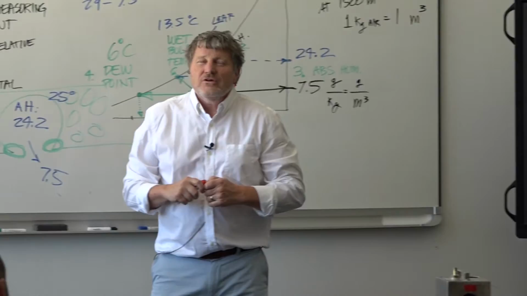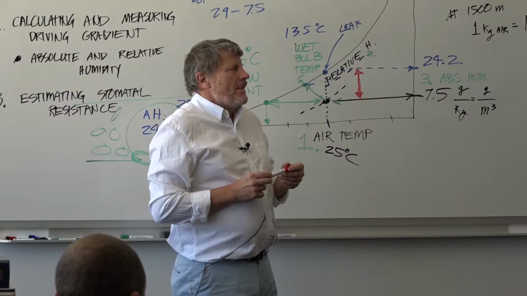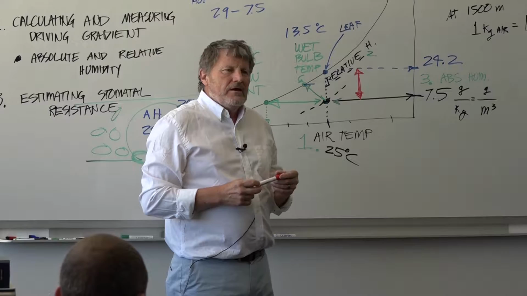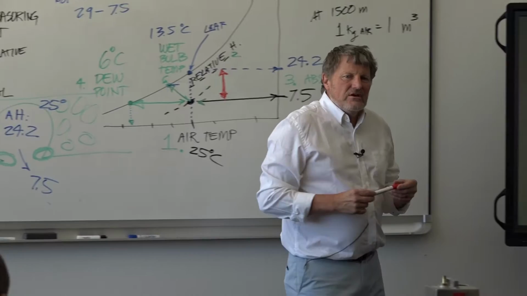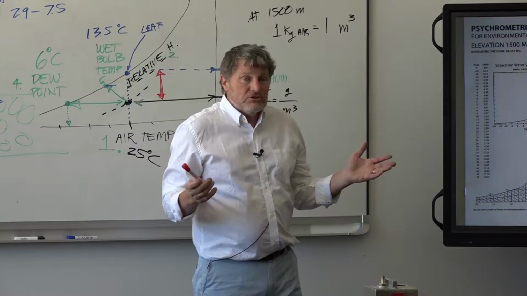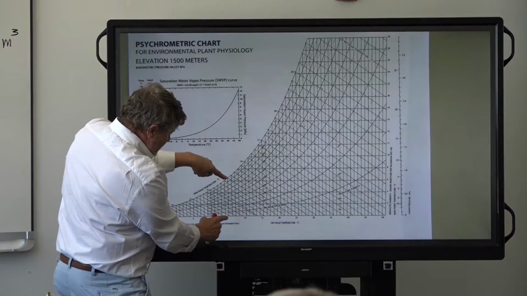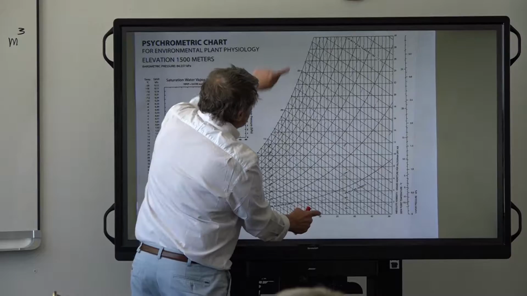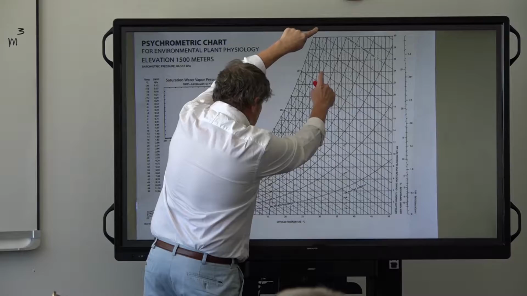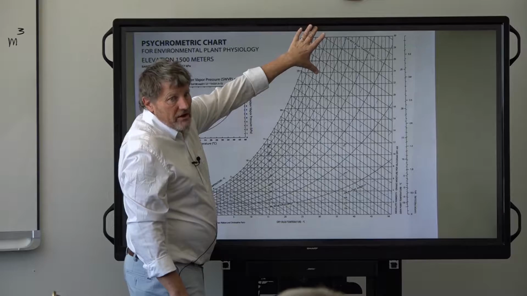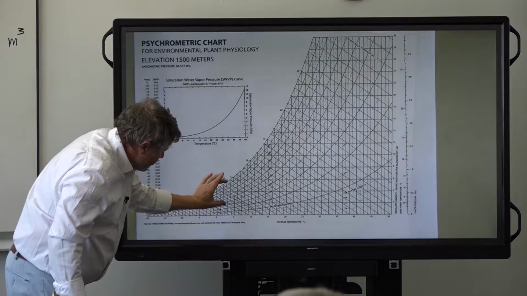If I asked, we put a dish rag outside, when would that dish rag dry faster, at 30 degrees C and 80% humidity, or at 5 degrees C and 20% humidity? Now, most people would say, well, 20% humidity, of course it's going to dry faster. Let's take a look. 5 degrees C, 20%, there's our delta humidity. 30 degrees C, 25, we're off chart. 80%, we're over here. It's a bigger gradient for drying at a warm temperature and 80% humidity than it is down here at a low humidity and cold temperatures.